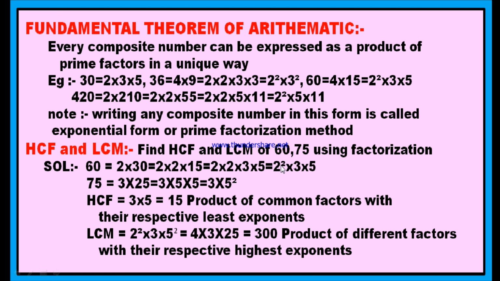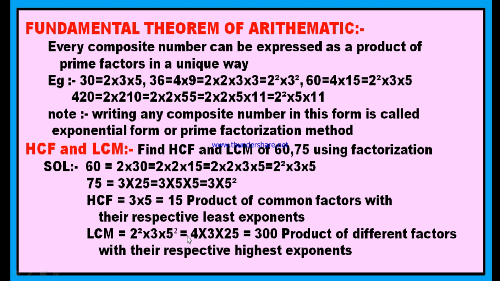The highest power of 2 here is 2, and here the highest exponent of 2 is 0. Therefore, you have to consider 2 square. Here we have 3. Here also 3. Therefore, take 3. Here we have 5, but here 5 square. What is the highest power? 5 square. Therefore, take 5 square. And you find the product of all these.